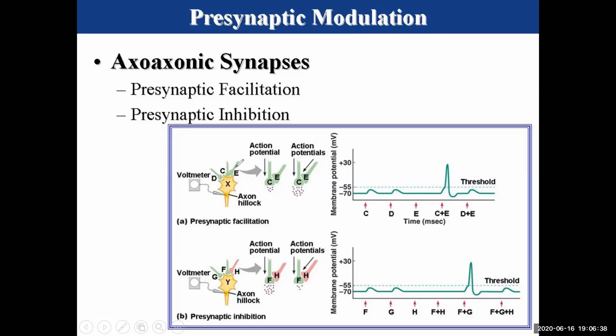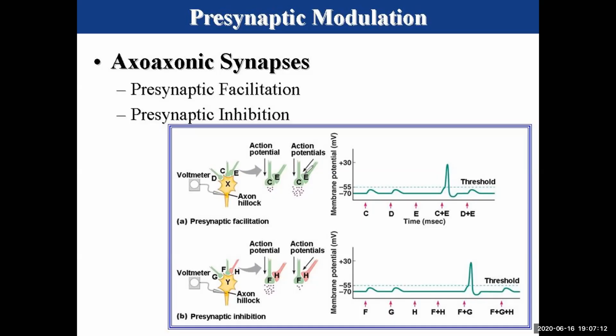Neuron E and neuron H are the neurons that modulate the presynaptic neurons, right? So neuron E here modulates the presynaptic neuron C. Neuron H modulates the presynaptic neuron F, right? In this case, the axon terminal of neuron E interacts with the axon terminal of the presynaptic neuron C.